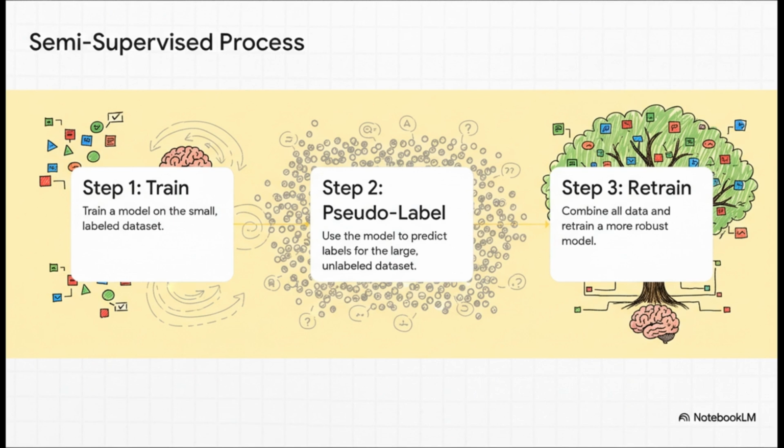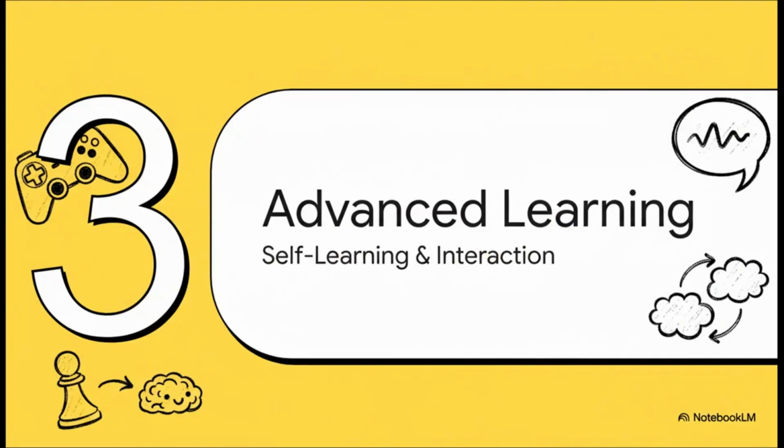Finally, you combine your original perfect labels with all these new pseudo-labels, and now you have a gigantic labeled data set to train a brand new, much smarter model. It's exactly like using a tiny seed of knowledge to grow an entire forest of understanding. It's super powerful. All right, let's shift gears a bit.